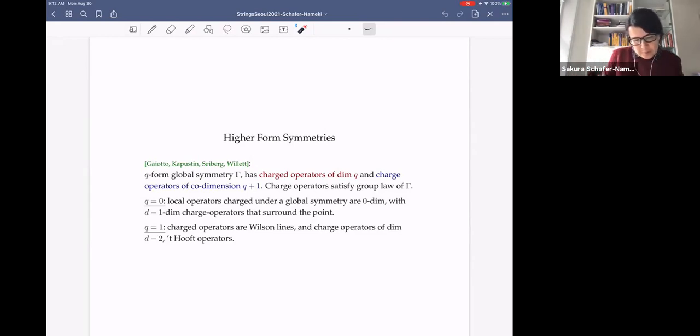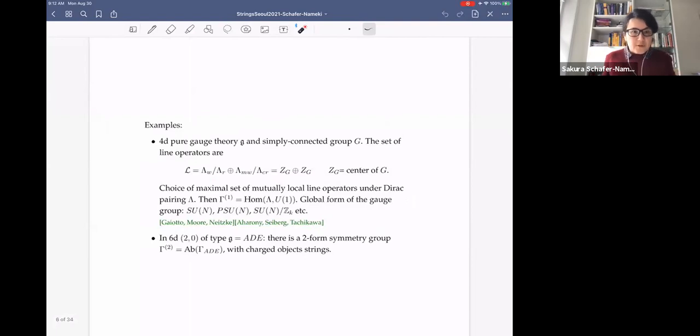Okay, so this is just the basics of higher form symmetries. Examples are, of course, the pure gauge theories. If you just look at a simple setup, we have a pure gauge theory, some gauge algebra g with simply connected gauge group capital G. Then the set of line operators can be characterized by the weight lattice modulo the root lattice, and then the magnetic weight lattice modulo the co-root lattice. And both of these quotients are just isomorphic to the center of the simply connected group G.